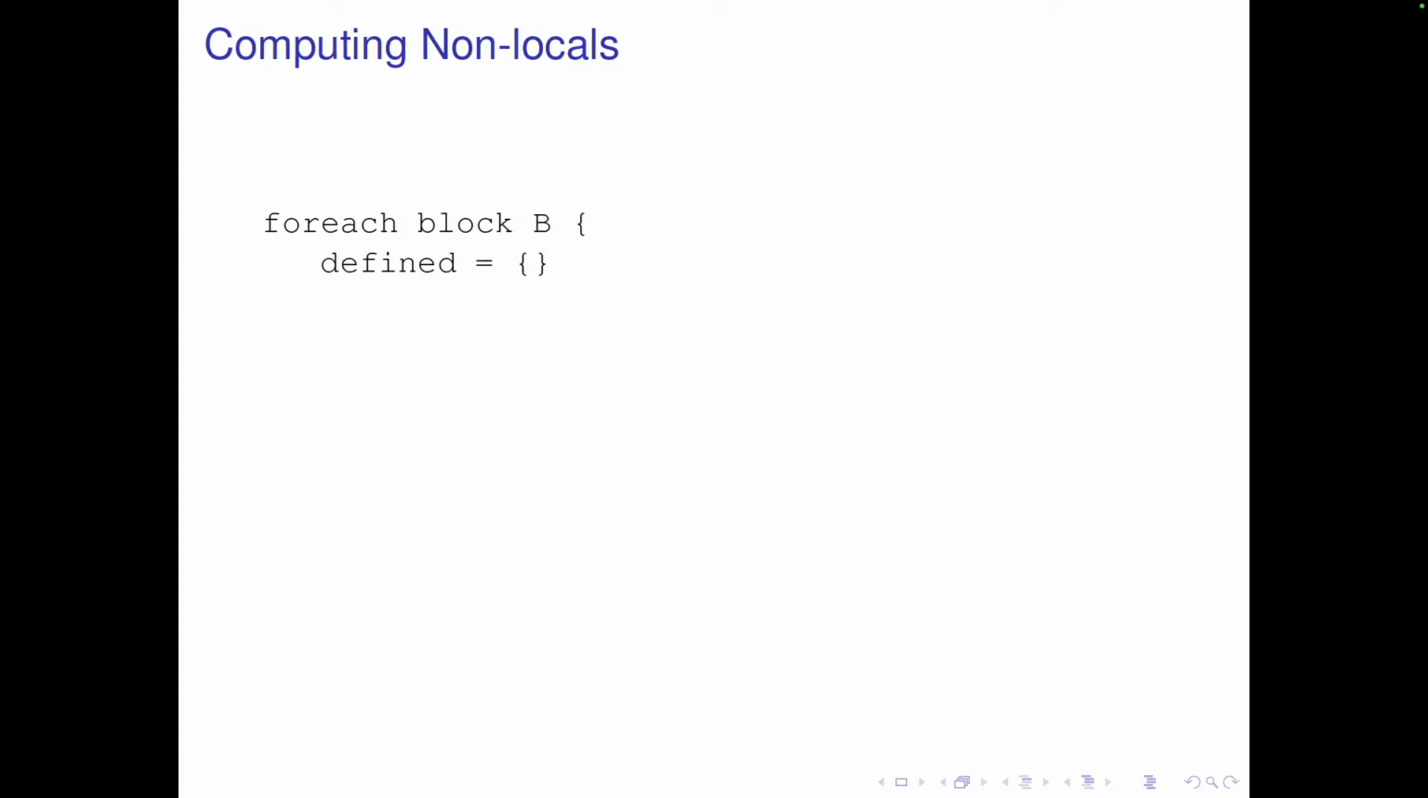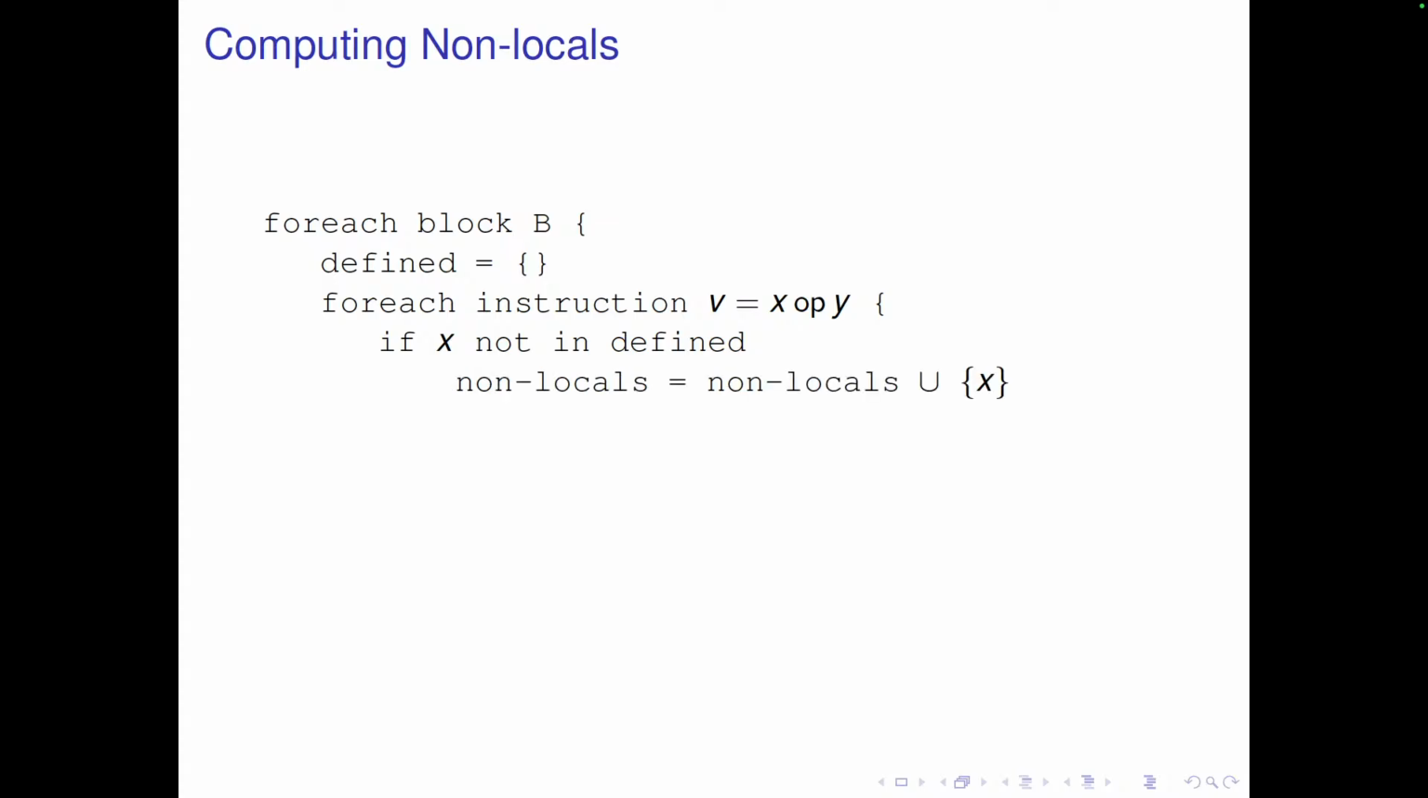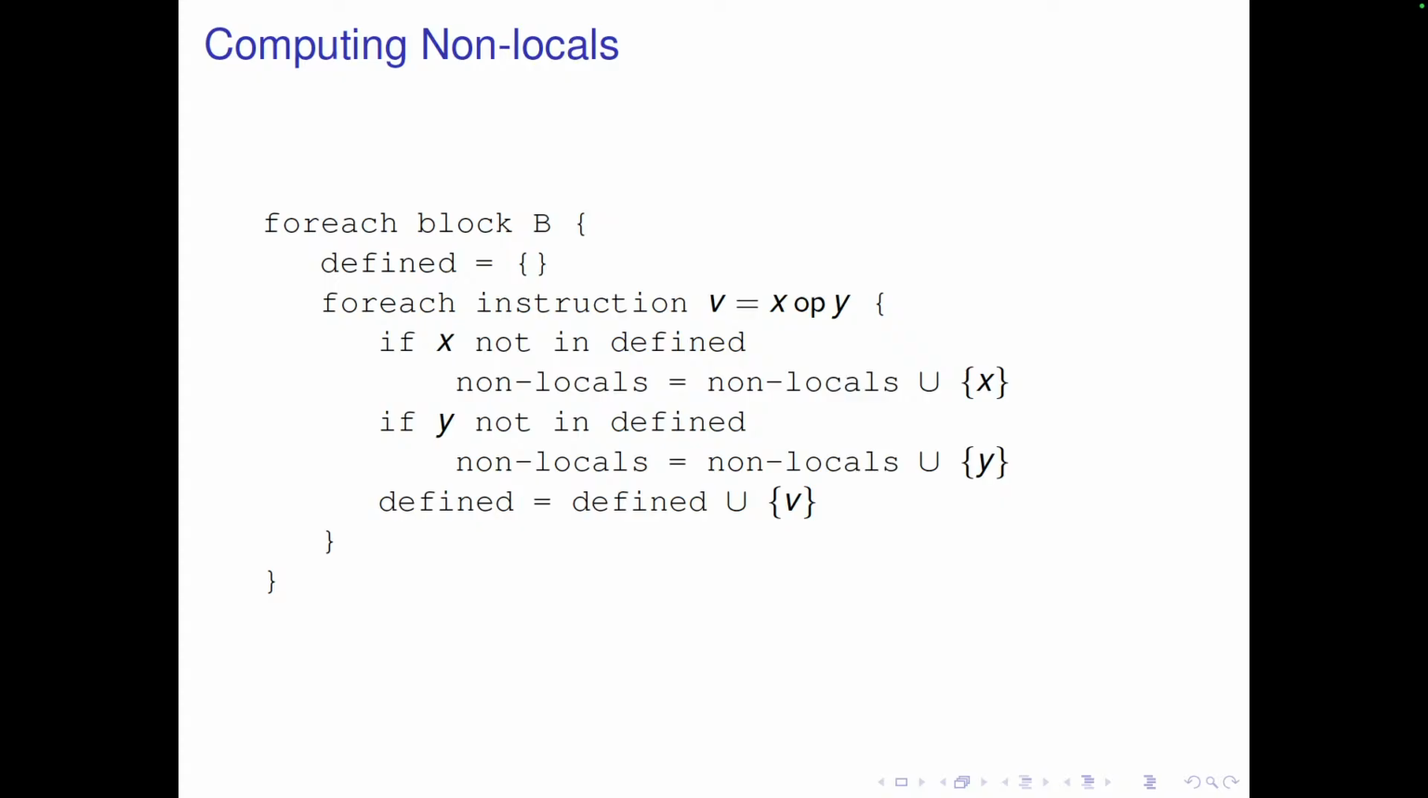So given a block, you start with a defined set which is empty. You see an assignment v equal to x op y. Again, this is a generic thing, you might have to adjust it to the kind of assignments you have. You see a usage x and y. Okay. Now, if x is not part of the defined set, which means the definition is coming from somewhere outside, you add it to non-locals. I think there has to be a global variable called non-locals. And if y is not in defined, then you add it to non-locals, and you add v to defined. That's all you have to do.